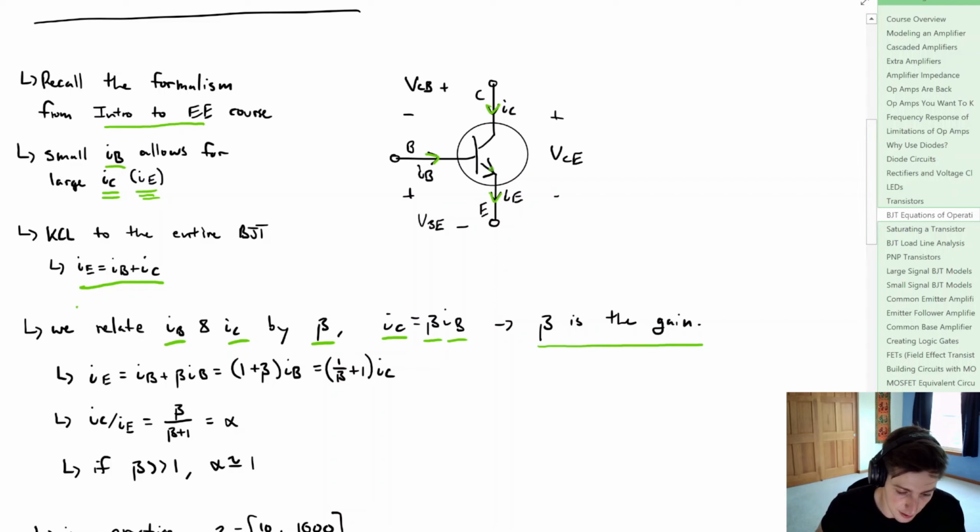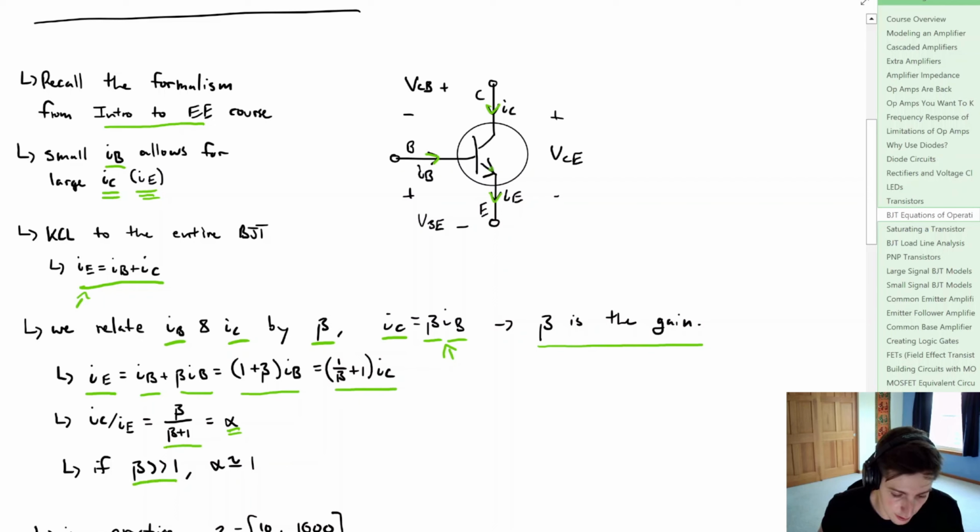Now from this equation up here, we can substitute what we just defined, and we can say that the emitter current is equal to the base current plus beta times the base current. That's going to be our collector current. Simplify that a little bit, call it 1 plus beta times the base current, or in terms of the collector current, it's 1 divided by beta, plus 1, multiplied by the collector current. Now we can define something called alpha, which is the collector current divided by the emitter current, and that's just going to be equal to beta divided by beta plus 1.